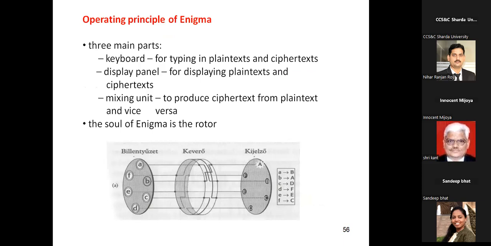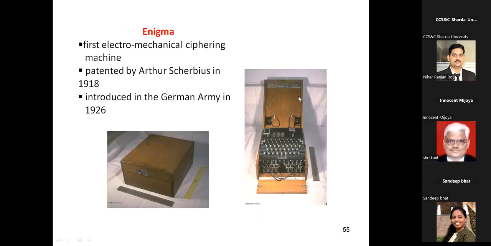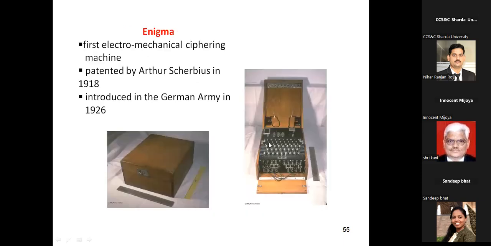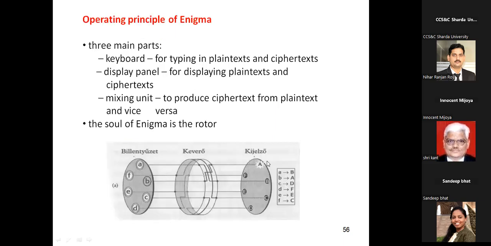In the Enigma machine, if you look, there are three basic parts. One is the keyboard, there is a display panel, and last is the mixing unit. The keyboard is for typing in plain text, and the display shows the ciphertext. You can see here, this is your keyboard, and this is your screen where it is appearing, right? And the mixing unit produces ciphertext from plain text and vice versa.